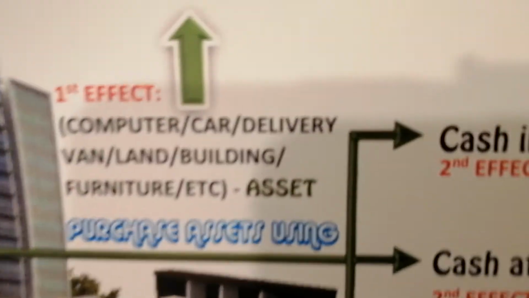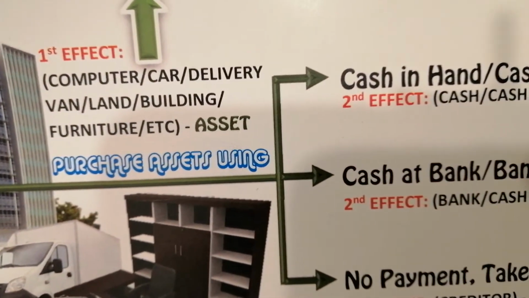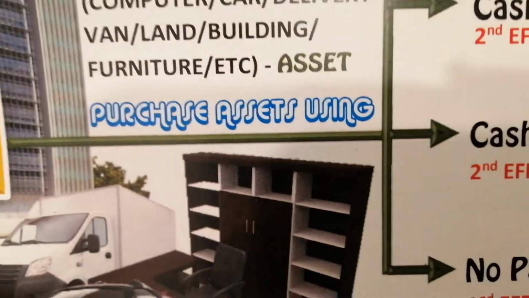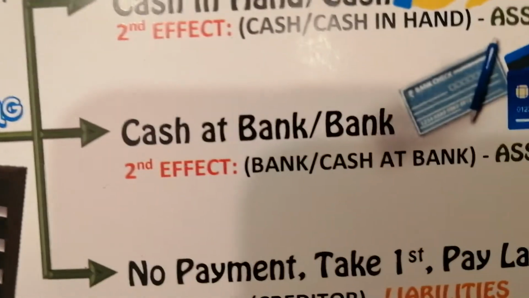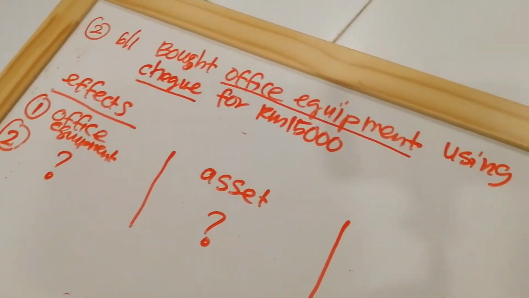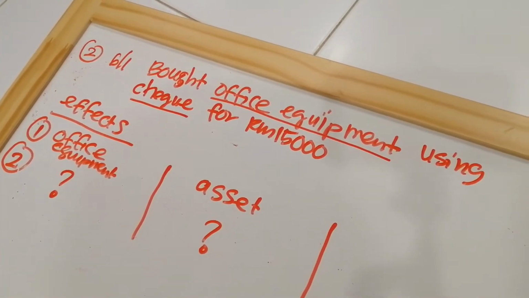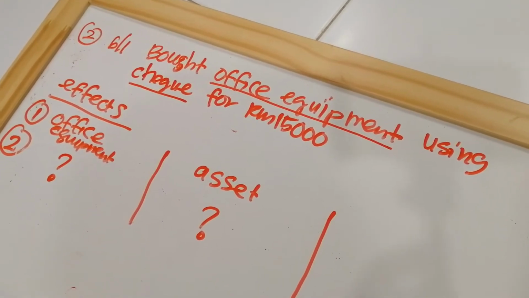Purchase asset, it could be any of the asset here, maybe computer, car, delivery van, land, building, or more than that, as long as under asset category. Purchase asset using cash at bank or bank. Okay, so if you look at my transaction here, 6 January, bought office equipment using check for RM 15,000.